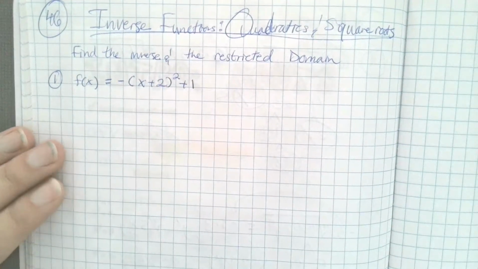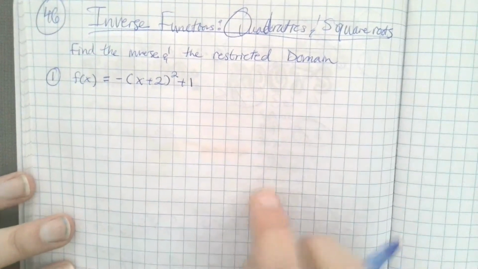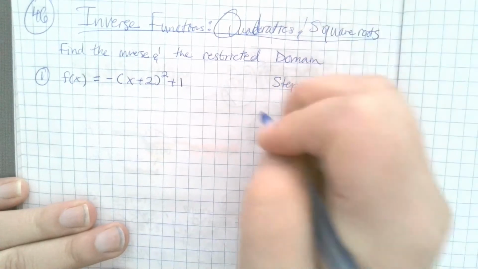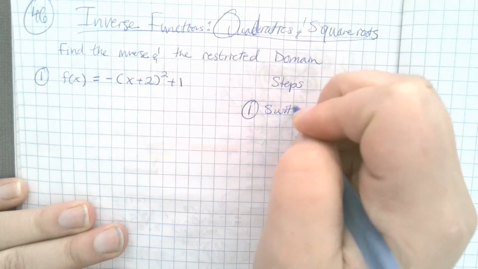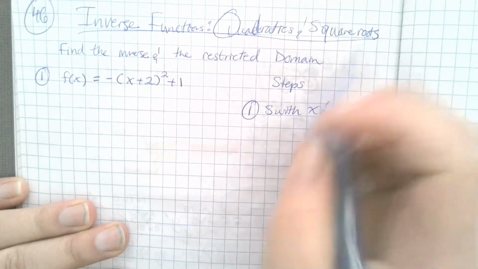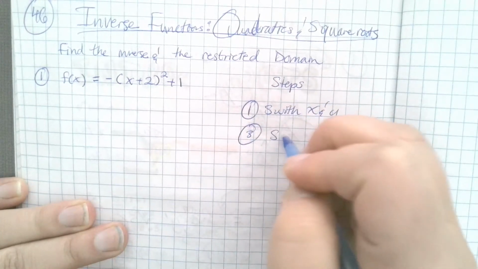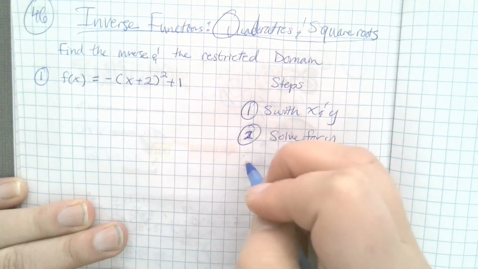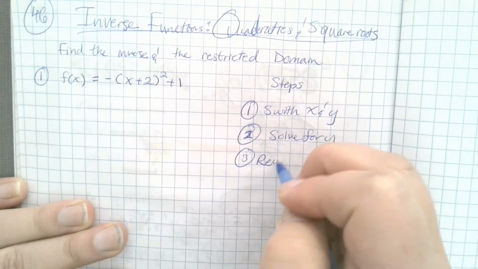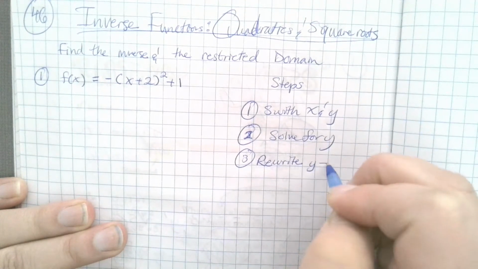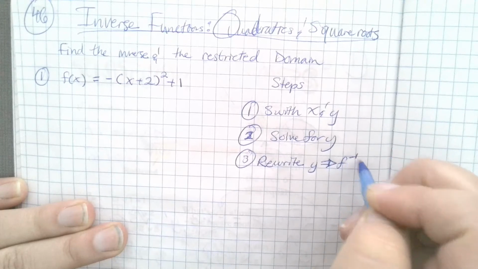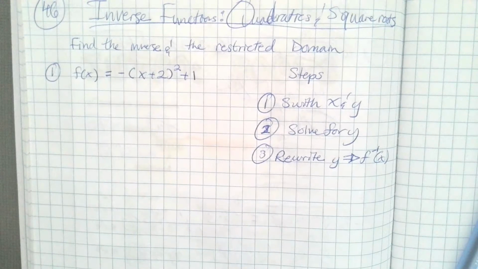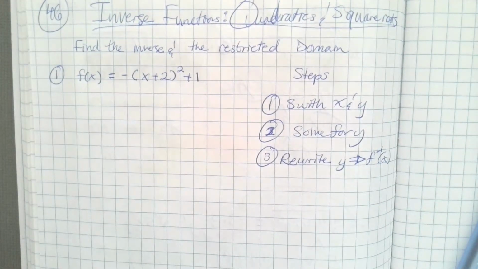Okay, we just wrote down the question so far. I'm going to write the steps that we're going to do, and then we'll do this together, okay? Just a quick reminder, we're just going to switch x and y. Step 2, we're going to solve for y. And then we're going to rewrite, changing y to say f inverse of x. Pause while y'all write that down. Okay.